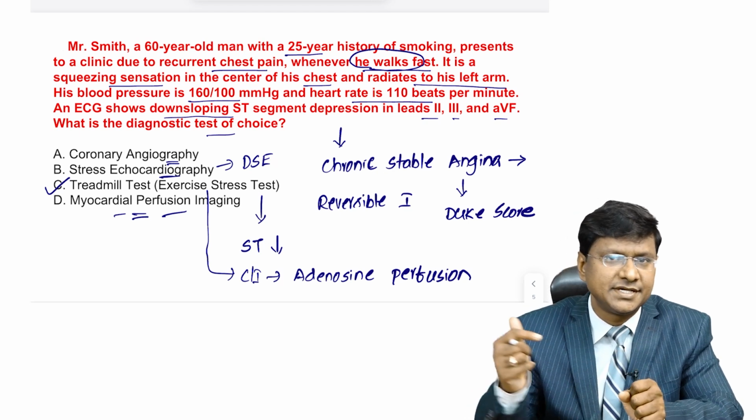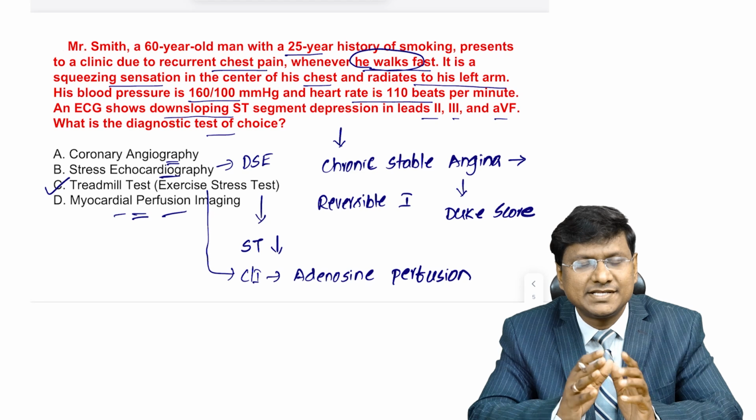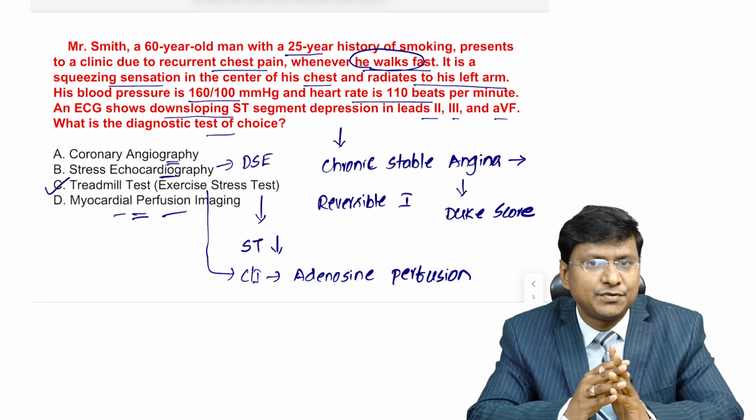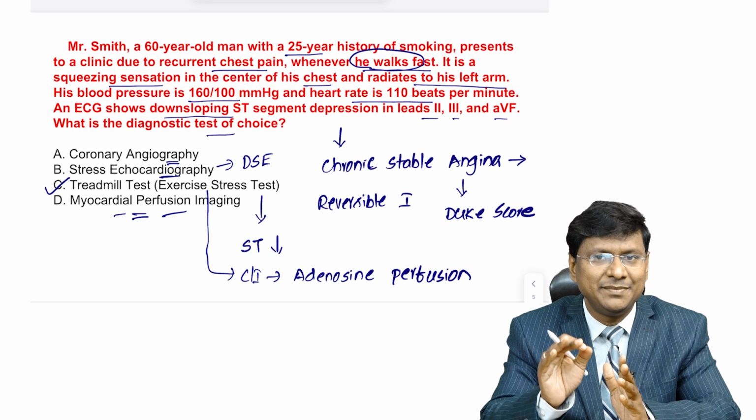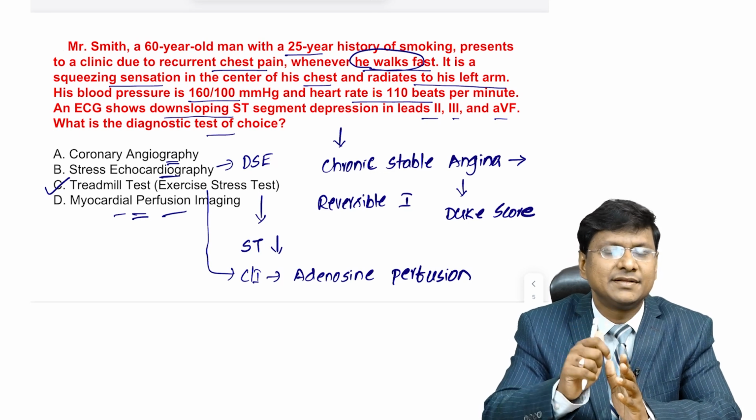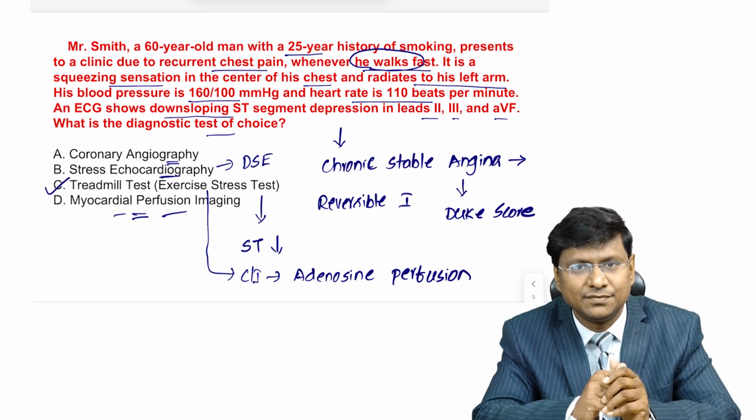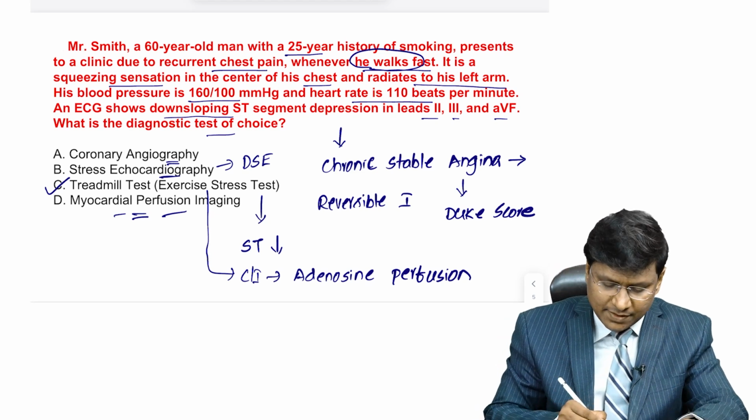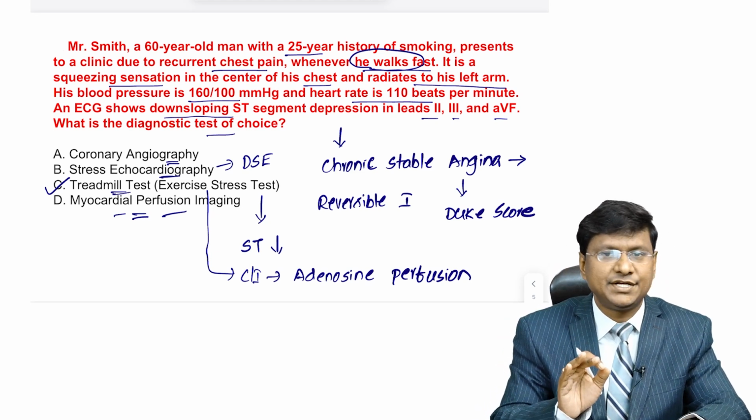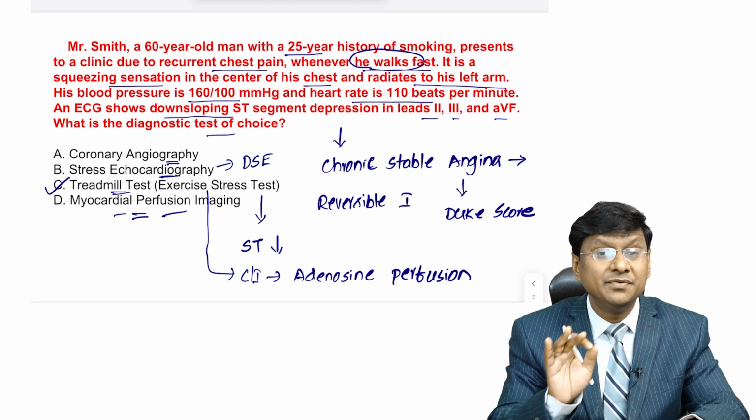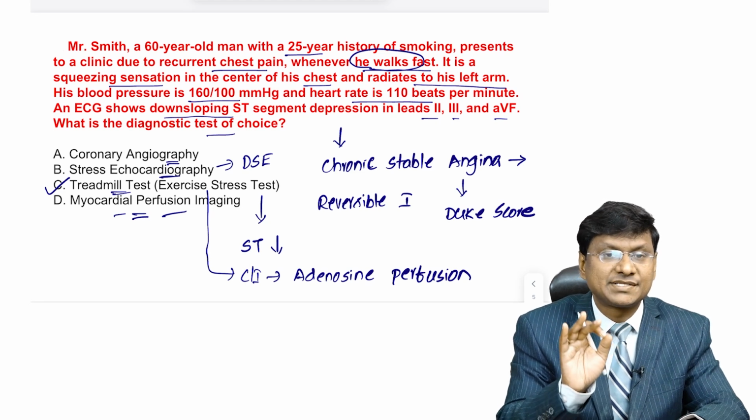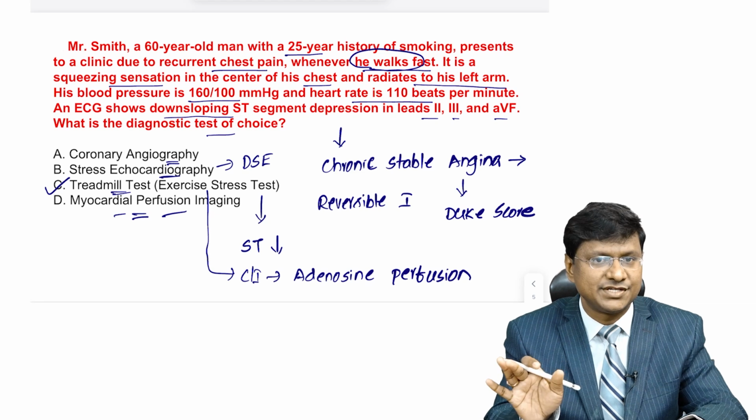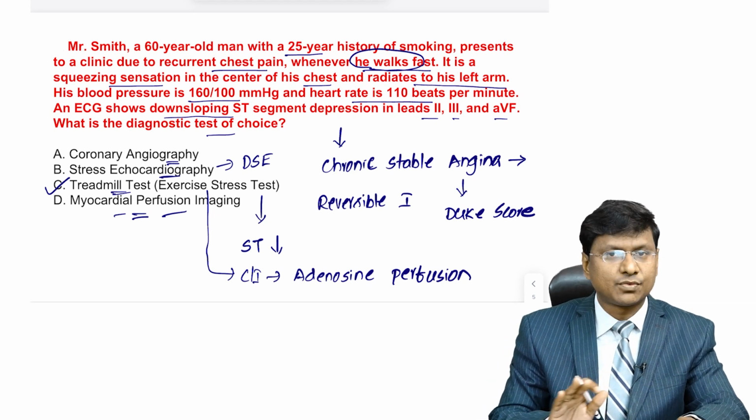The radioactive tracers are injected into the bloodstream to assess the blood flow to the heart muscle. Myocardial perfusion imaging is a non-invasive imaging test that can identify areas of reduced blood flow, and that indicates myocardial ischemia, right? So here the preferable investigation is the treadmill test, which we call the exercise stress test. All right, so that is about the TMT.